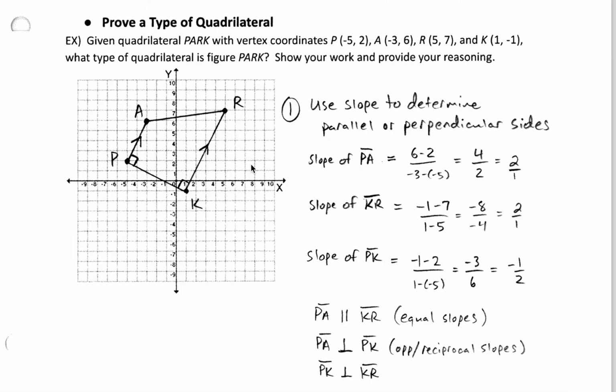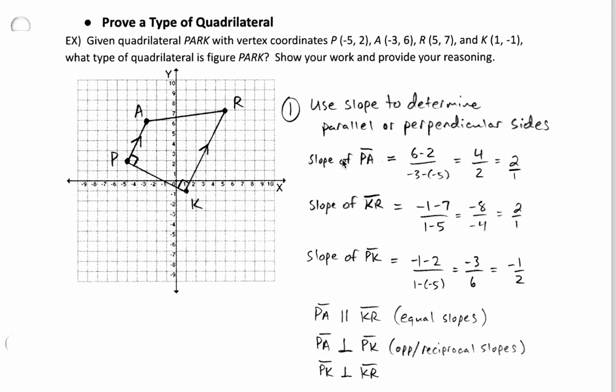So if it looks like a trapezoid, well then let's think about the properties of a trapezoid. There's really only one. We need one pair of parallel sides. So to prove that this is a trapezoid, we need to prove that we have a pair of parallel sides. So we might want to look at what appears to be parallel. It seems like side AP and RK are parallel. So if we just check their slopes, we should be able to see that if they have equal slopes, we know they are parallel.